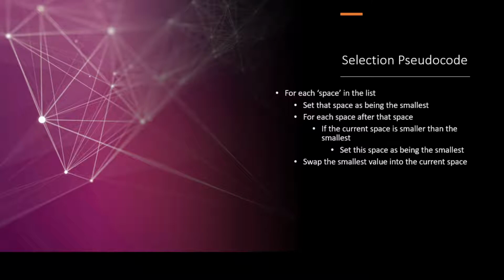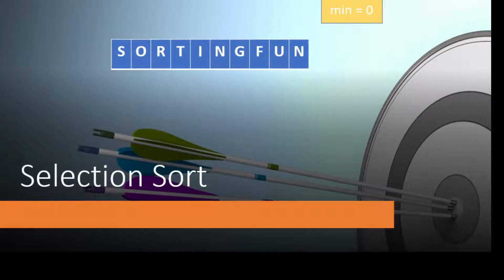So this strategy is very similar to the other ones, but it uses significantly fewer swaps along the way. It only swaps basically one time for each space. So let's take a look at this one in action.